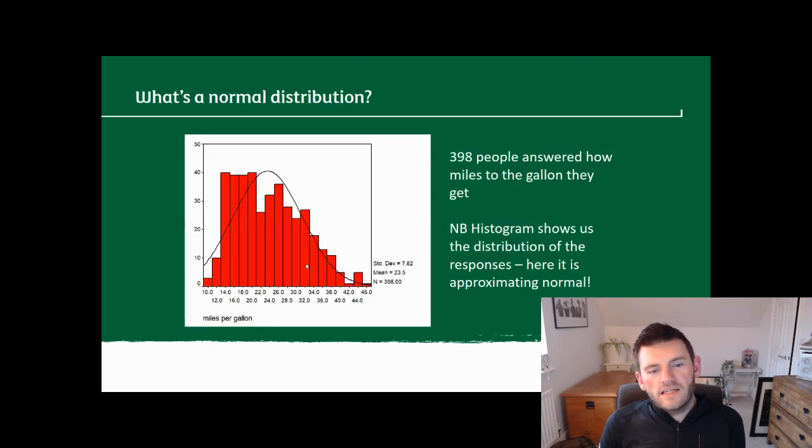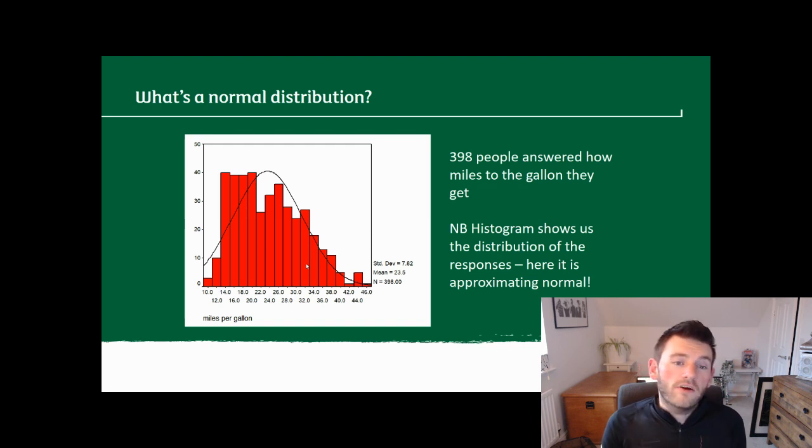In this survey, which is a slightly different study, looking at how many miles to the gallon people get in their cars, we see a distribution of responses which is approximating a normal distribution. It has this bell-shaped curve, which we call the normal distribution, whereby we have the majority of the values around the mean, and then a relatively balanced tail either side.